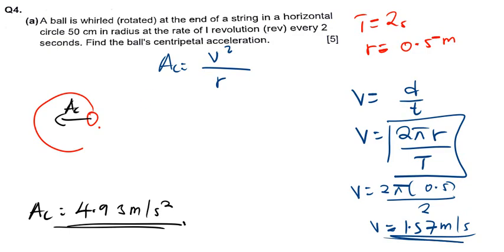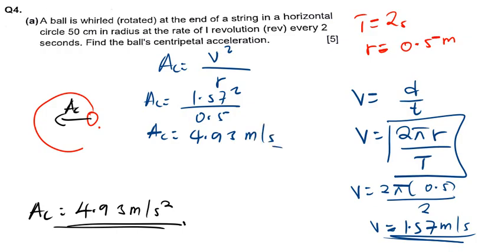Then you come here and plug in the value: 1.57 squared divided by 0.5. So a_c will be equal to, if I square this, 2.467 divided by 0.5, and there we go. You'll have 4.93 meters per second squared, because it's acceleration. So that is it for this question.